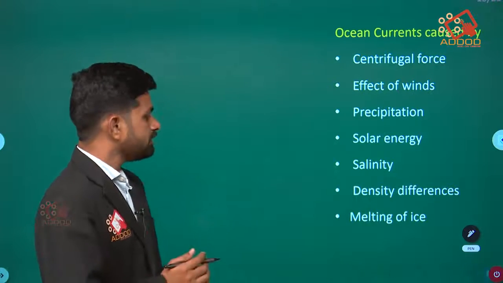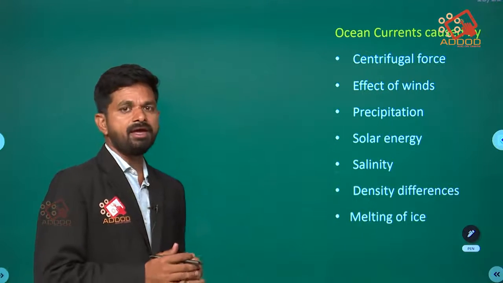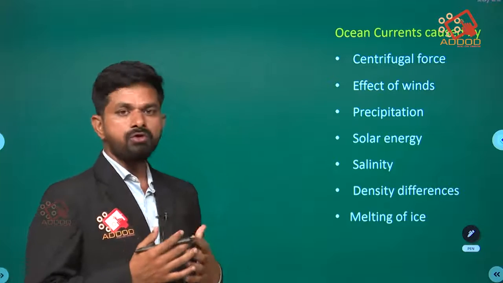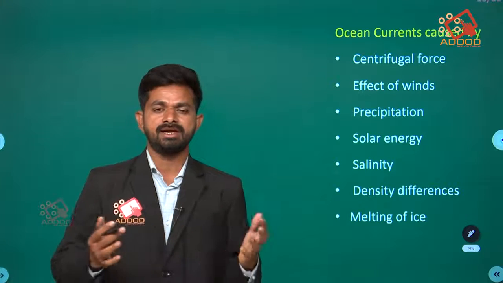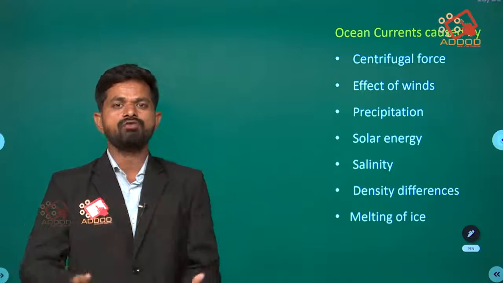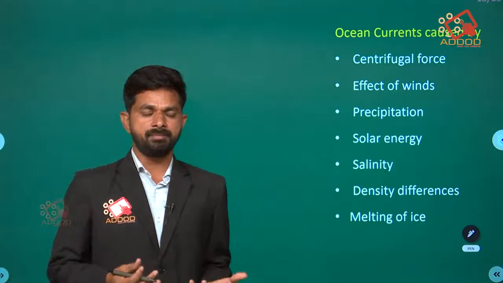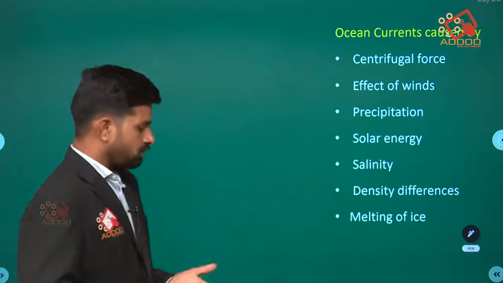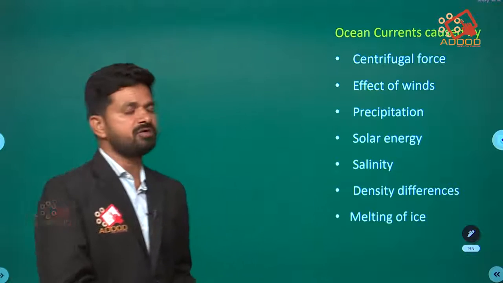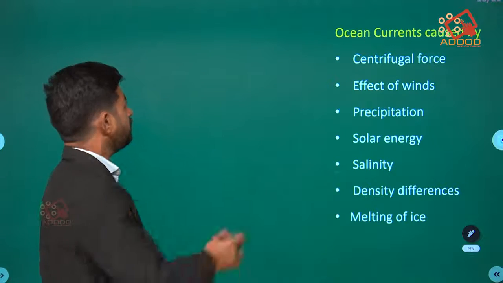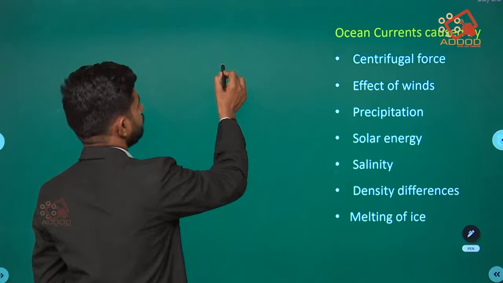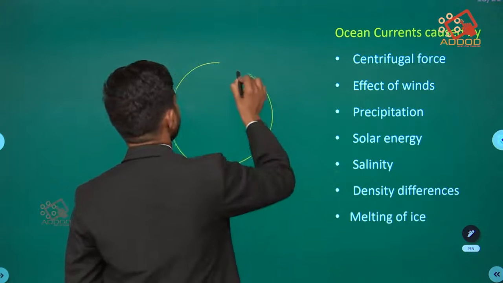Now, what are the agents that affect the ocean currents? As we just studied what affects the ocean temperatures, in the same way ocean currents also get affected by different elements. Now, the first thing is centrifugal force. What is centrifugal force, my dear?